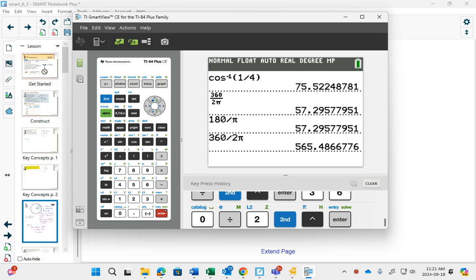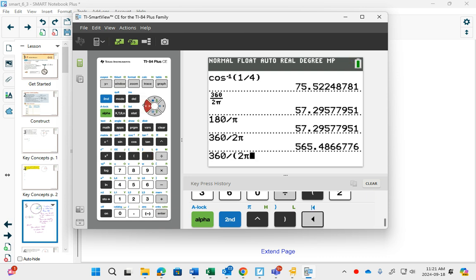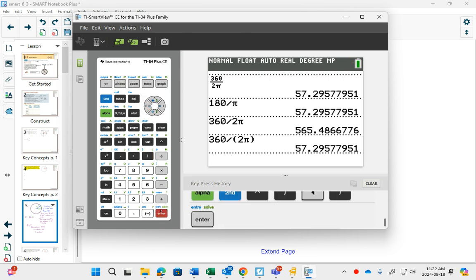So if your calculator doesn't let you do fractions, you would have to make sure that you put brackets around that 2 pi to get the right answer. 57.296.